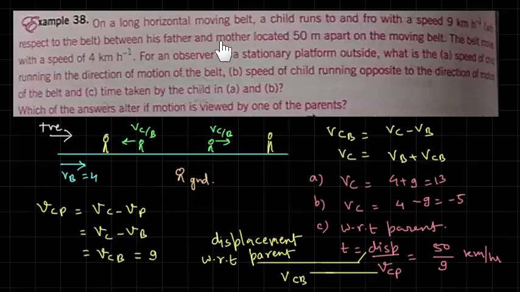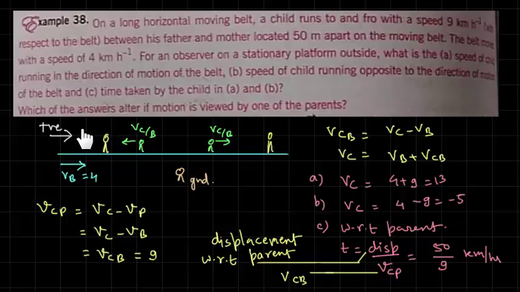On a long horizontal moving belt, a child runs to and fro with a speed of 9 km per hour with respect to the belt between his father and mother located 50 meters apart on the moving belt. So all three of them are on the belt which is moving. The belt moves with a speed of 4 km per hour. For an observer on a stationary platform outside, what is the speed of the child running in the direction of motion of the belt? These are the two parents, and the belt itself is moving at 4 to the right.